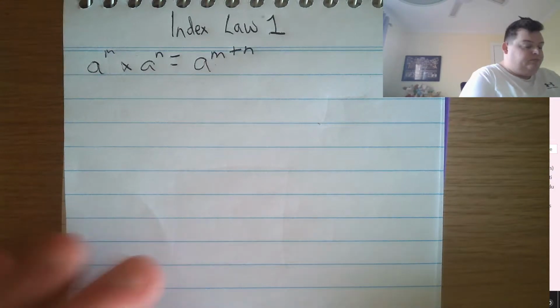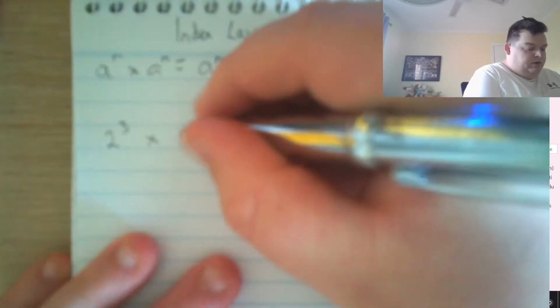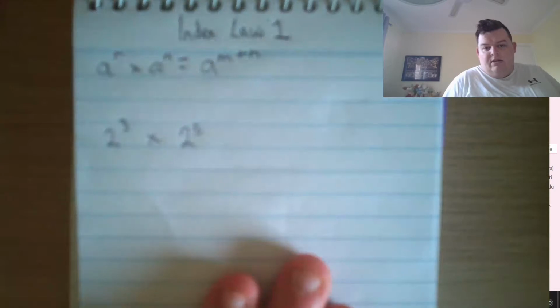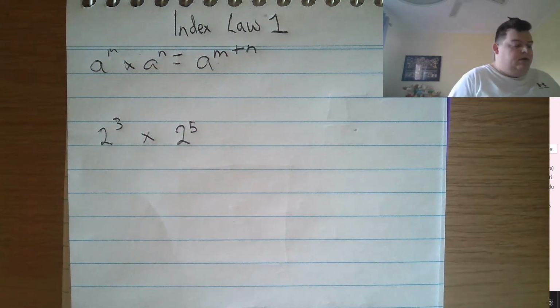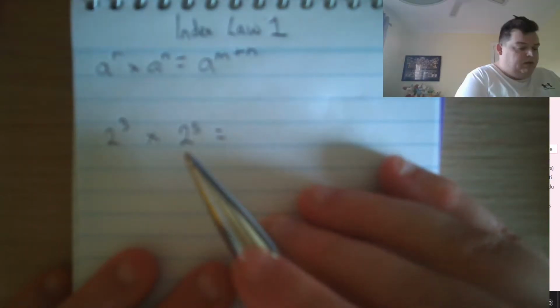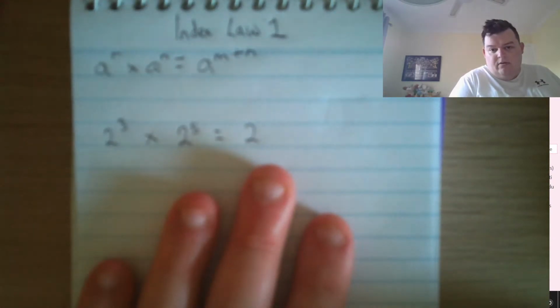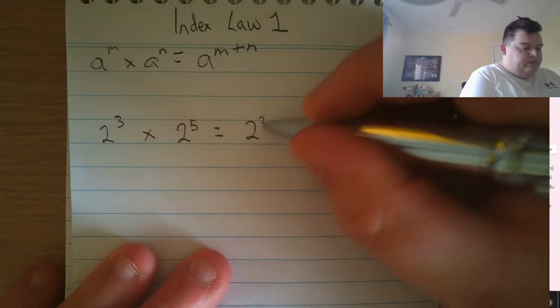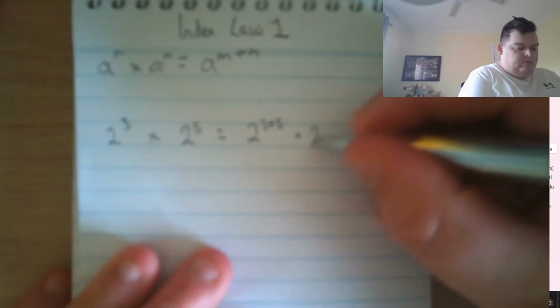So let's say we had 2 to the power of 3 times 2 to the power of 5, right? So 2 to the power of 3 times 2 to the power of 5, that's what we got. Now, the law states that if the base is the same in both numbers, which in this case it is both 2, our answer also has a base of 2, right? And then we add the two powers together, like we did m plus n. We do 3 plus 5. So what's 3 plus 5? Well, that would equal 2 to the power of 8.